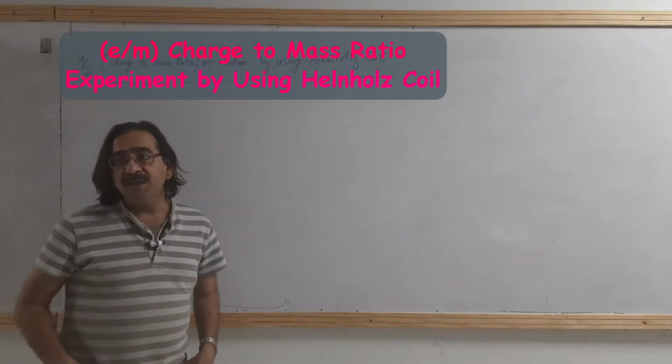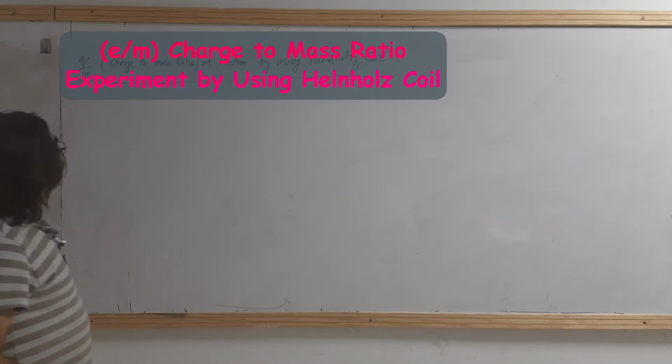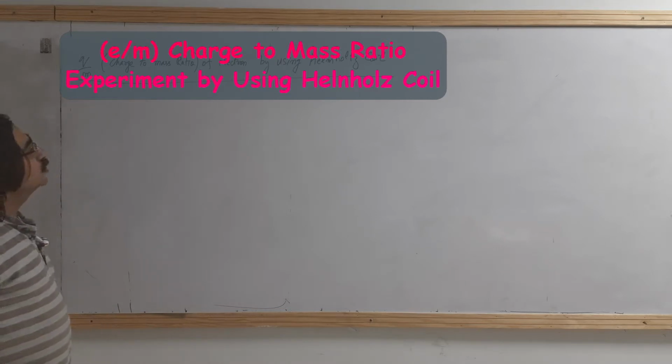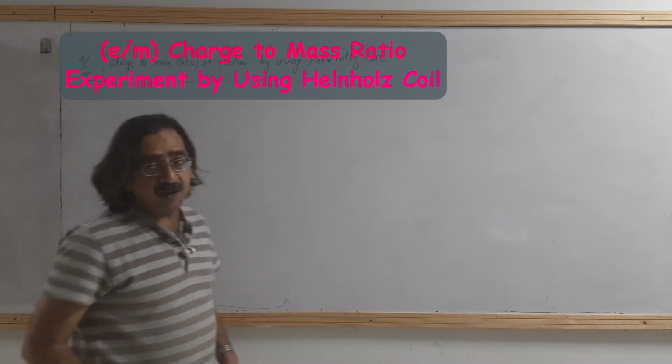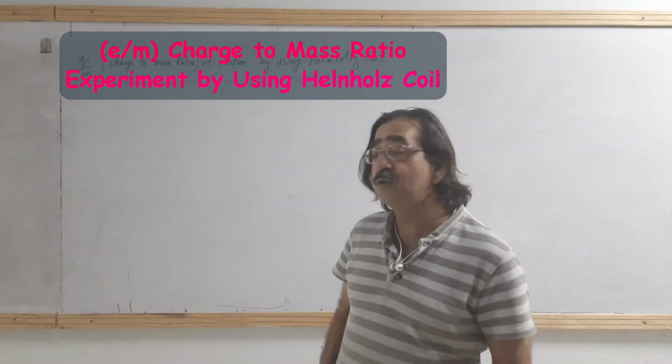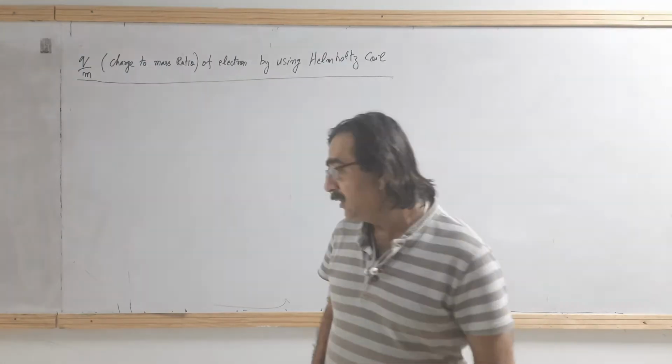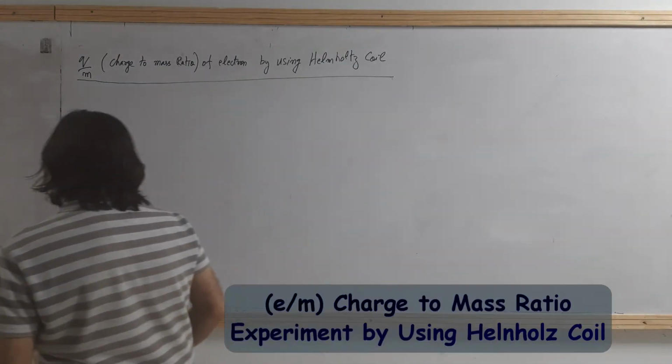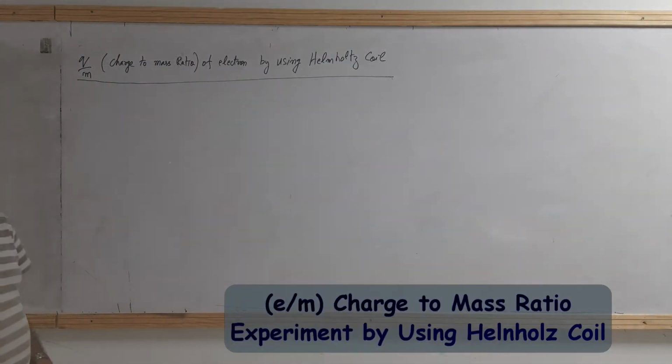Today we will perform the experiment to measure the charge to mass ratio of the electron by using the Helmholtz coil. We will perform the experiment as well as describe the theory behind this experiment. Okay. For this purpose, first we will discuss the theory.